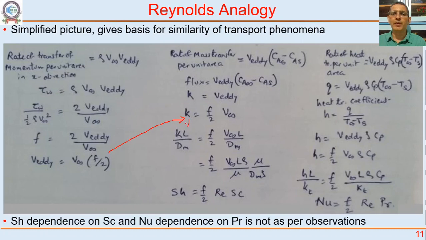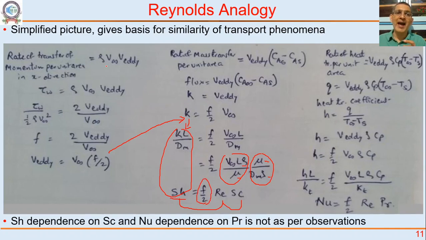Make this into Sherwood number multiplied by L divided by DM. F by 2 V infinity L by DM. So left hand side is Sherwood number. F by 2 V infinity L, multiply and divide by rho and mu. You see, now this is Reynolds number and this is Schmidt number. So Sherwood number is related to Reynolds number, it is related to Schmidt number, and F by 2 friction factor.